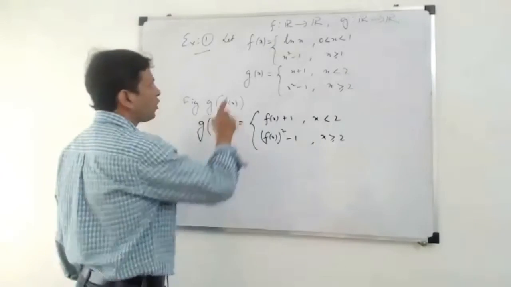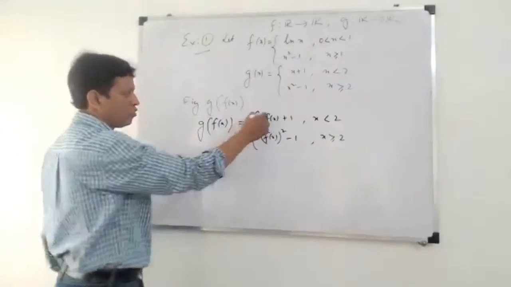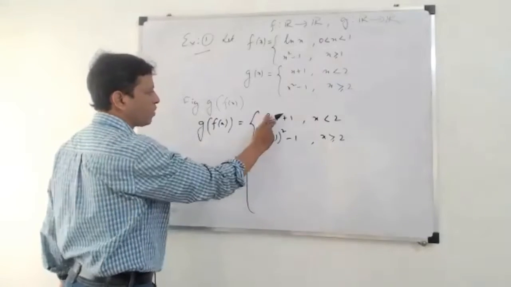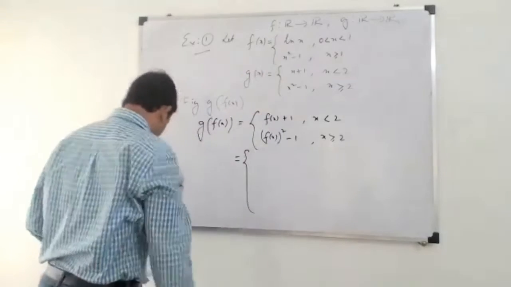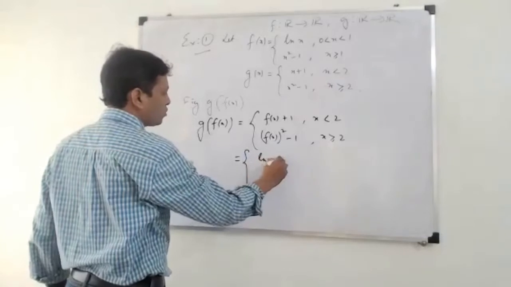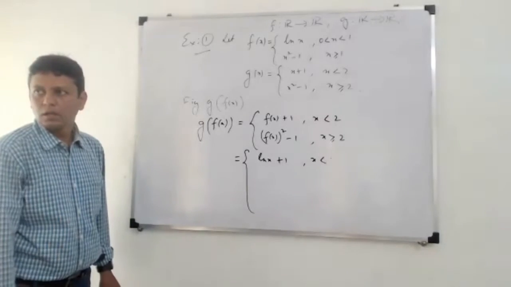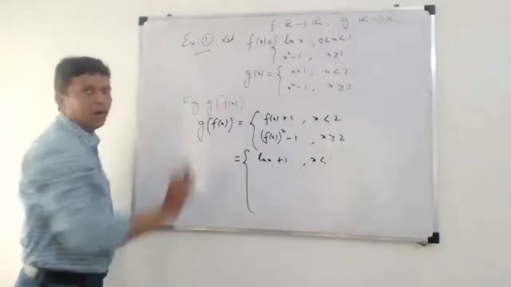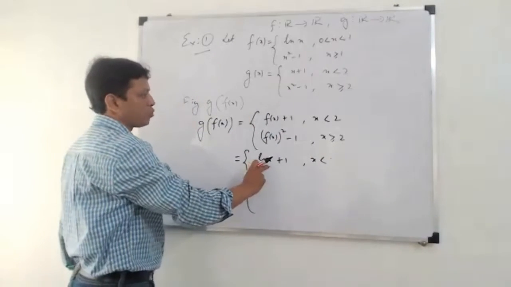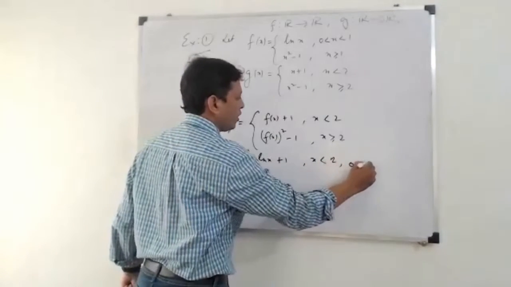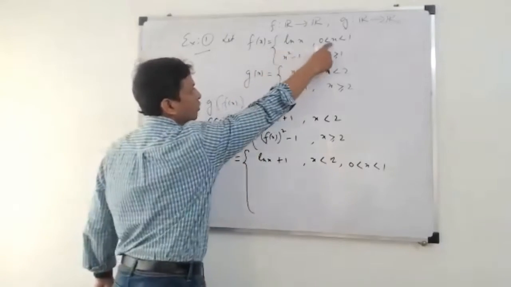Now you look at that, f(x) is defined in two ways, 0 to 1 and more than or equal to 1. So you have to split that part. Let us split the first part. So I am writing f(x) equal to ln x, replacing f(x) by ln x. So it's going to be ln x plus 1, and you just see the interval. You will have to write the interval. So ln x plus 1, ln x less than 2, and 0 less than x less than 1. Am I clear? Because you are replacing f(x) by ln x, you have to put this condition.